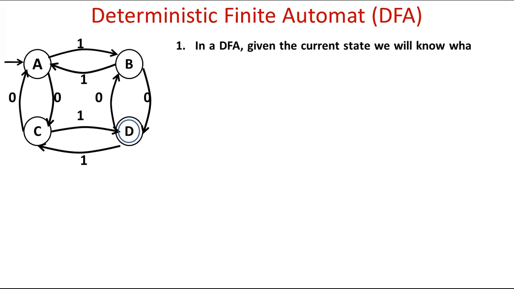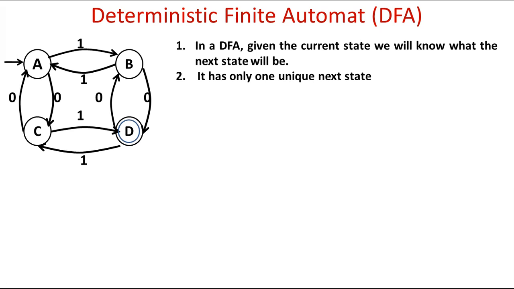If I am in state A, I know that I will go to state B if I get the input 1, and I know that I go to state C if I get the input 0. So it has only one unique next state. You don't have any choice in deterministic finite automata. It has no choice and no randomness, and it is very simple and easy to design.